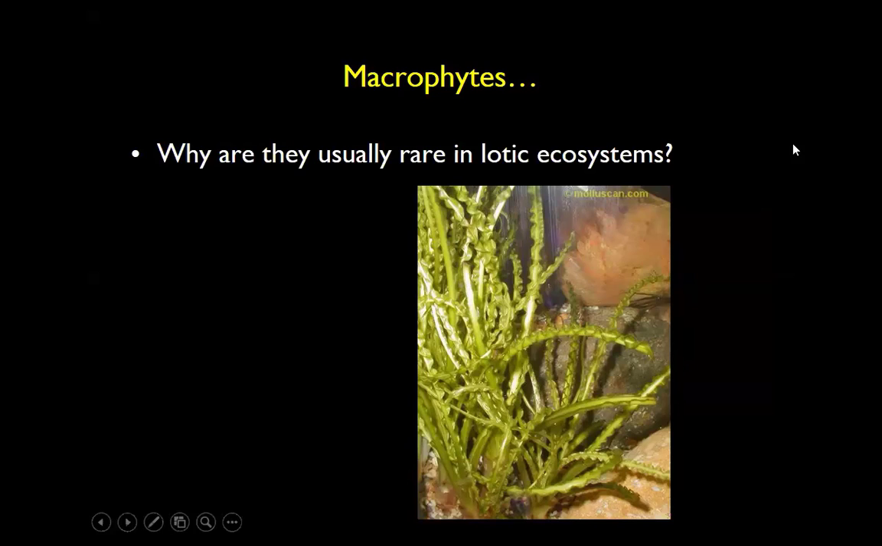So when we talk about macrophytes, we're basically talking about plants that are not single-celled, essentially. We talked already about why these are usually rare in lotic ecosystems. Why is that?